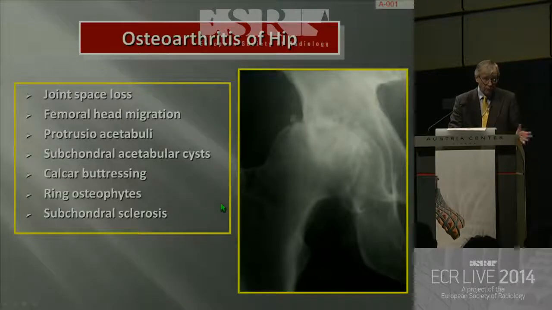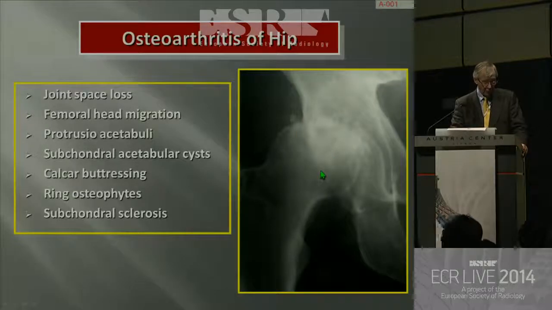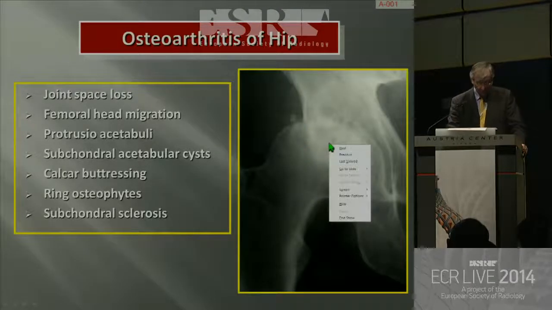The surgeons will work off the plain radiograph, full stop. So remember that joint space loss, femoral head migration, in the later stages, obviously collapse of the femoral head, buttressing of the calcar, and osteophyte formation of subchondral sclerosis.